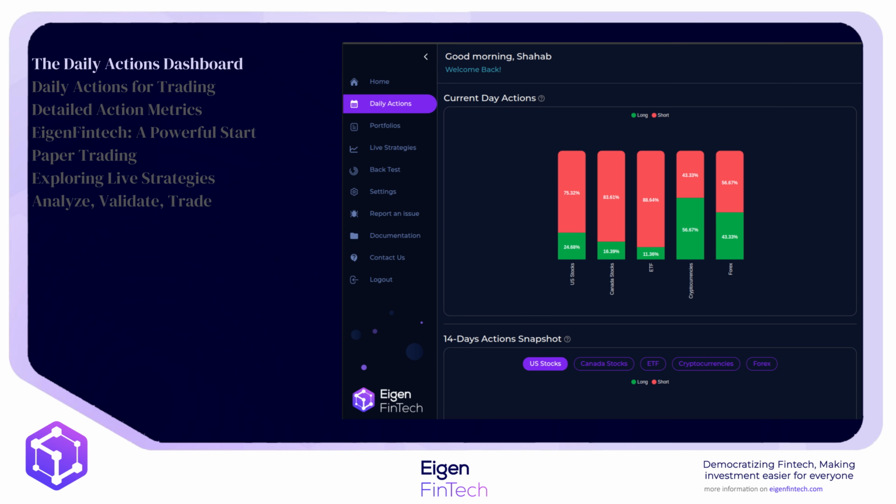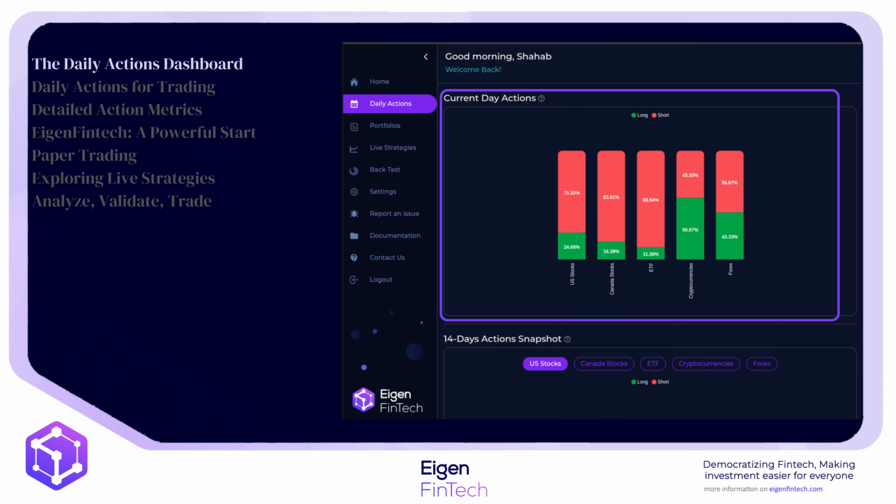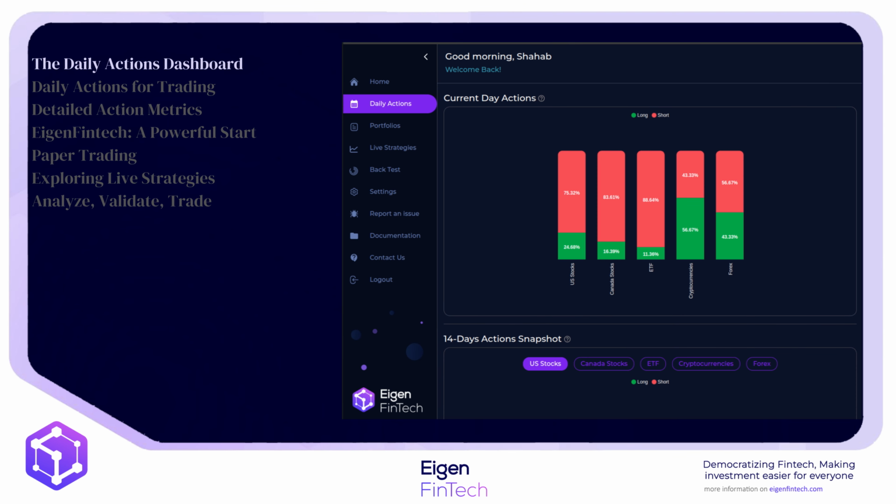The first section gives you a daily actions snapshot. This is your high-level overview of market sentiment for the coming day. As you can see, it covers a range of asset classes, from US and Canadian stocks to ETF, cryptocurrencies, and Forex. The key feature here is the visual breakdown between long and short percentages. In just a few seconds, you can gauge the overall suggested market direction for each category, giving you an immediate sense of where the momentum might be.